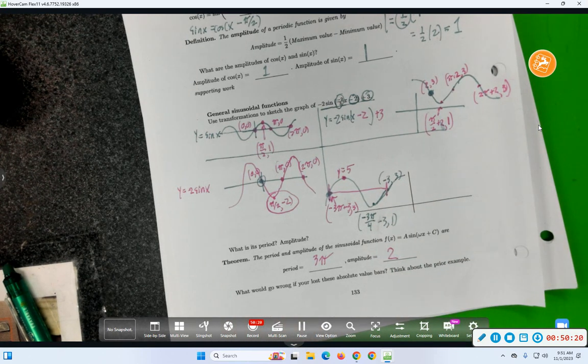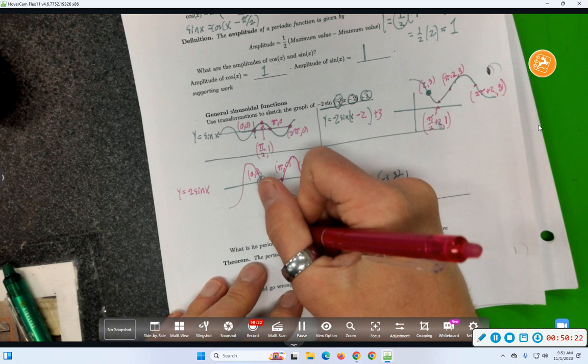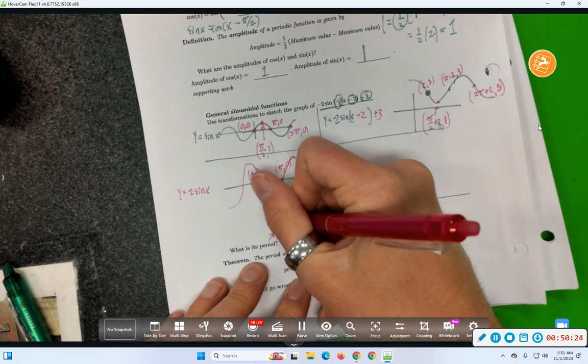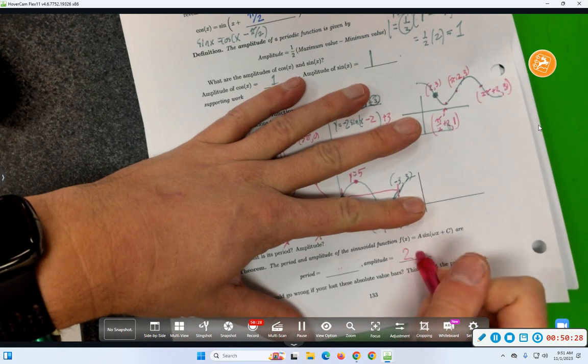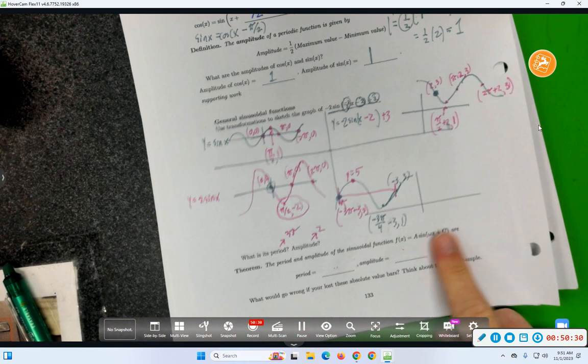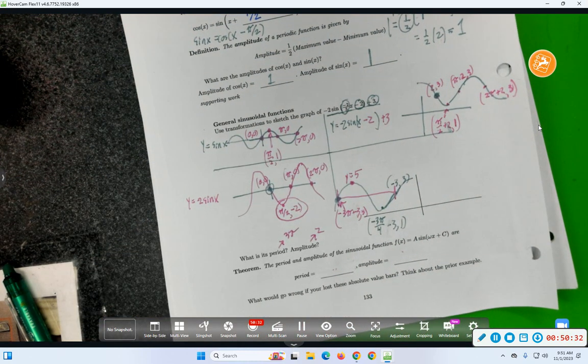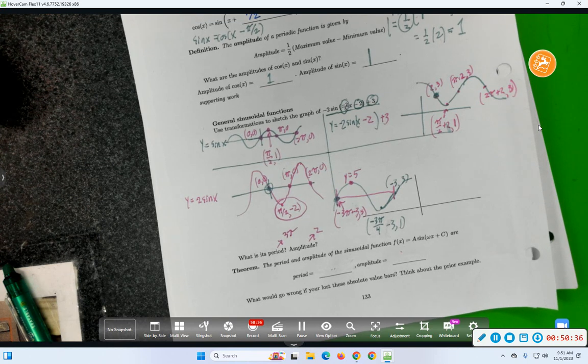So here's a general fact. Oh, that's in the wrong place. Period is 3 pi, amplitude is 2. There's something else that's going to go there. The next formula is going to tell you how to compute the period of such a thing without doing all this hard work of graphing it. You can just read them off. And we'll start with that next time.